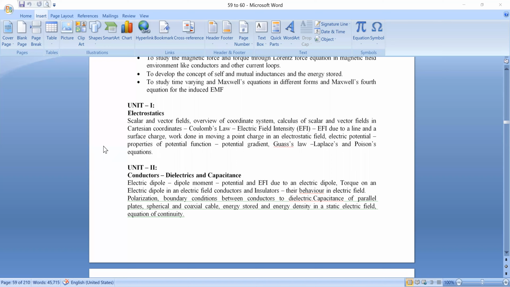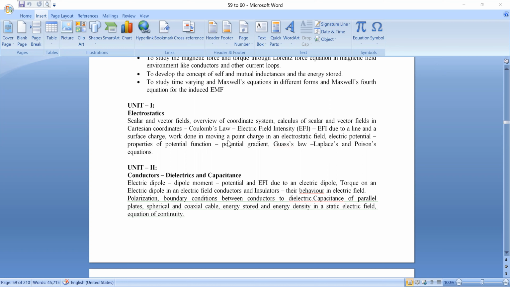And also we discuss whenever a point charge moves from one point to another point in an electrostatic field, there is work done. So for that work done in moving a point charge in an electrostatic field, we derive a formula. And also with the help of Coulomb's law, we discuss what is electric potential. Electric potential is indicated by the letter V.